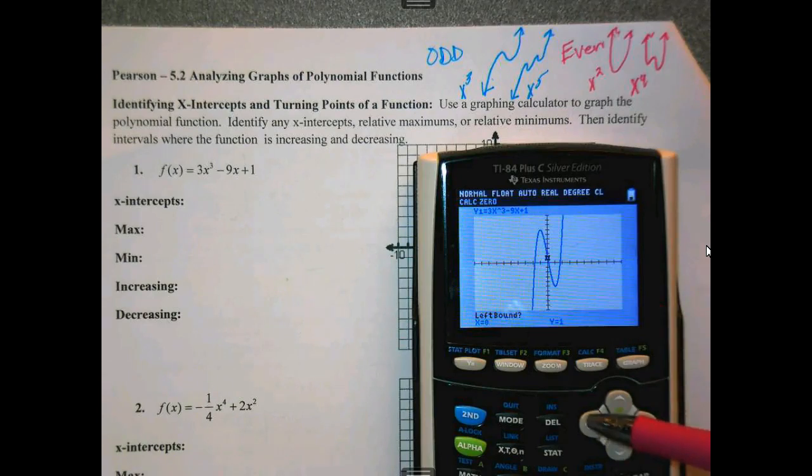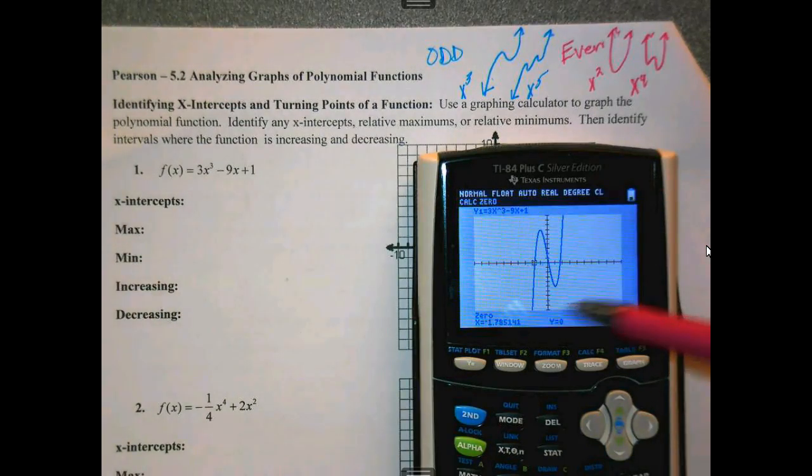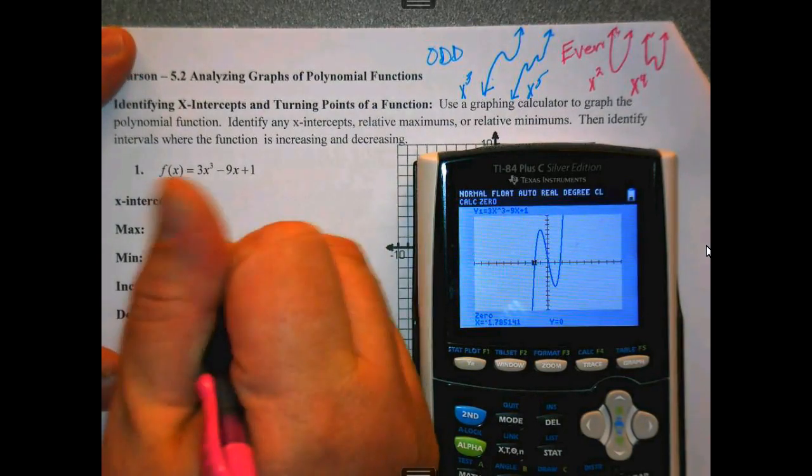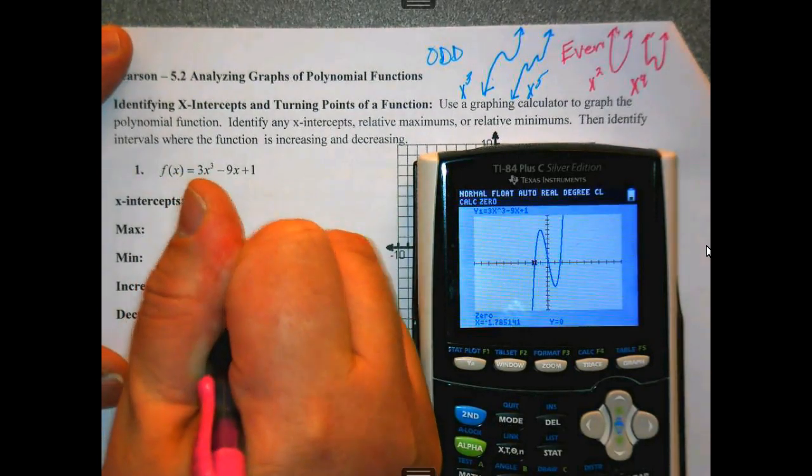Now I'm going to find that first zero, so I'm going to get to the left of that zero. Here's my left bound. I'm going to hit enter. It's asking me for the right bound, so I need to get to the right of that, the opposite side of the x-axis. Hit enter, and then hit enter again to get the number. Now the intercept, my y values are always 0, so I'm just going to put down the x, 0. And it happens to be negative 1.79.